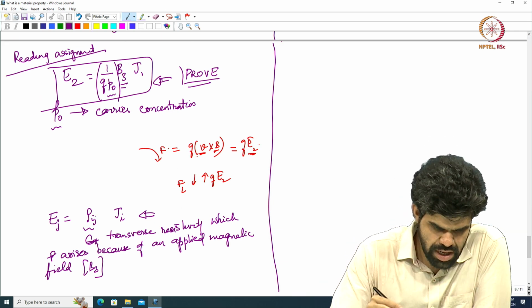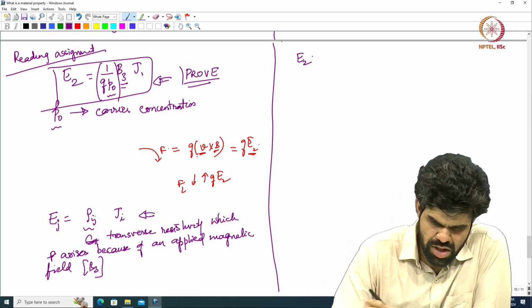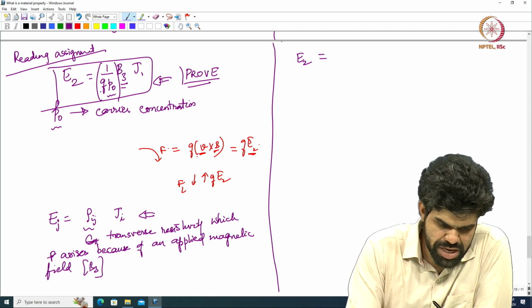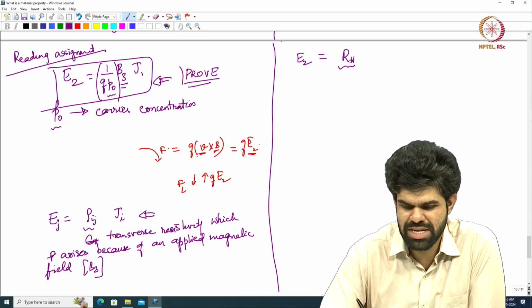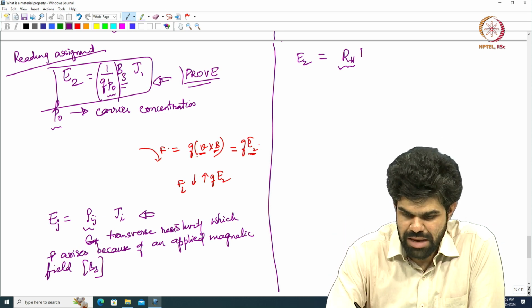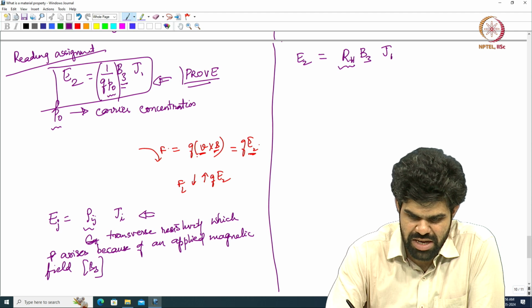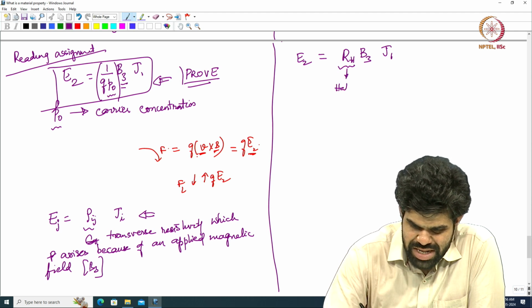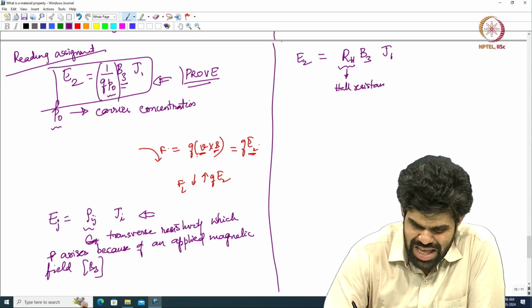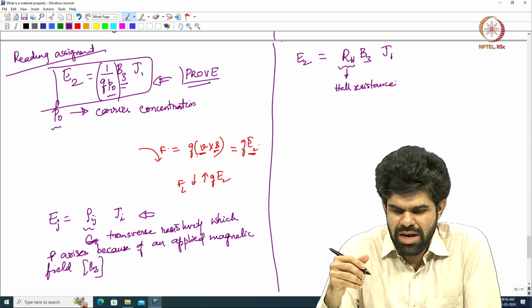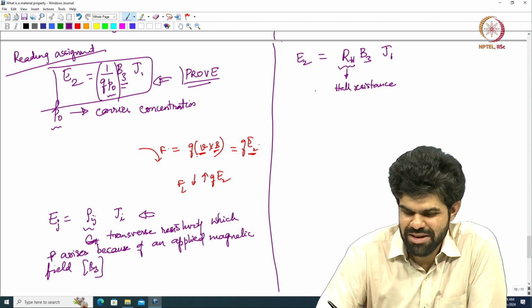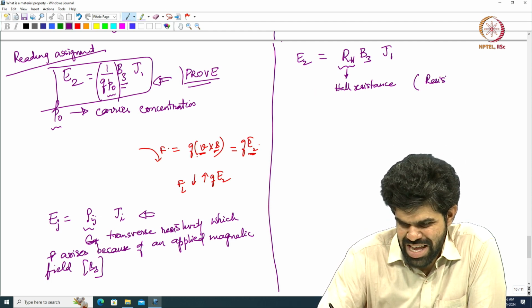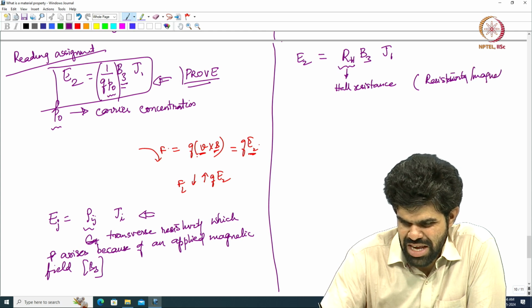Okay. So in general, what people call 1 by QP naught term is the Hall resistance, right. So this is RH, or Hall resistance, times B3 times J1. So this is actually what is called Hall resistance. As you can see, it will not have the units of resistance, it will have the unit of resistivity divided by magnetic field.